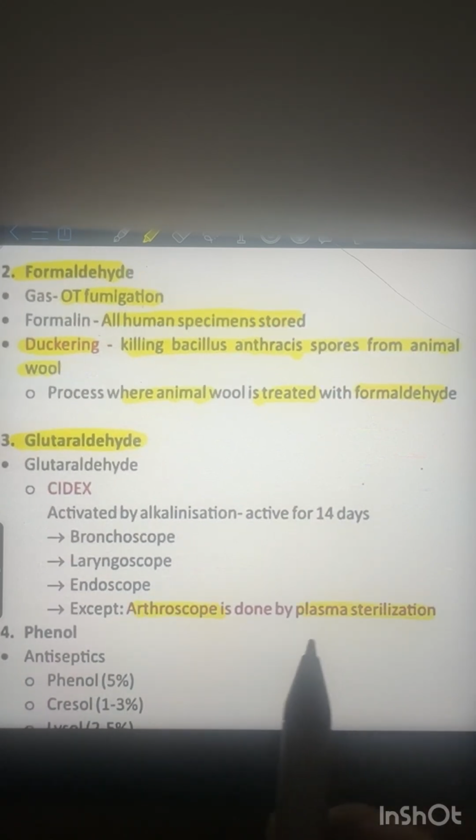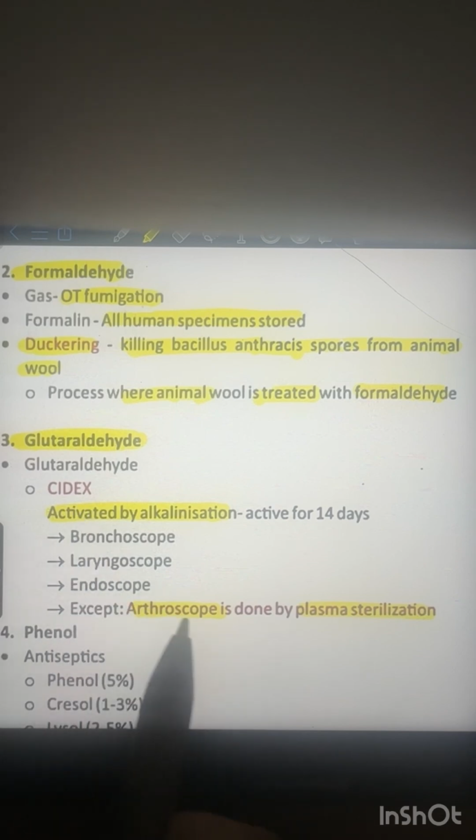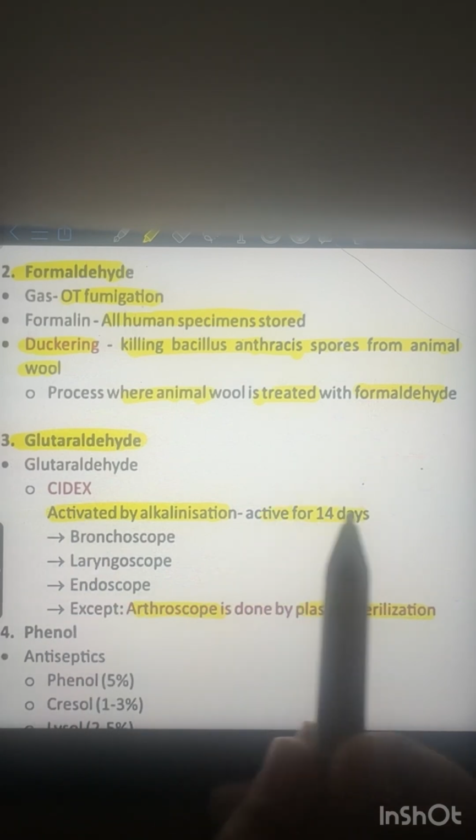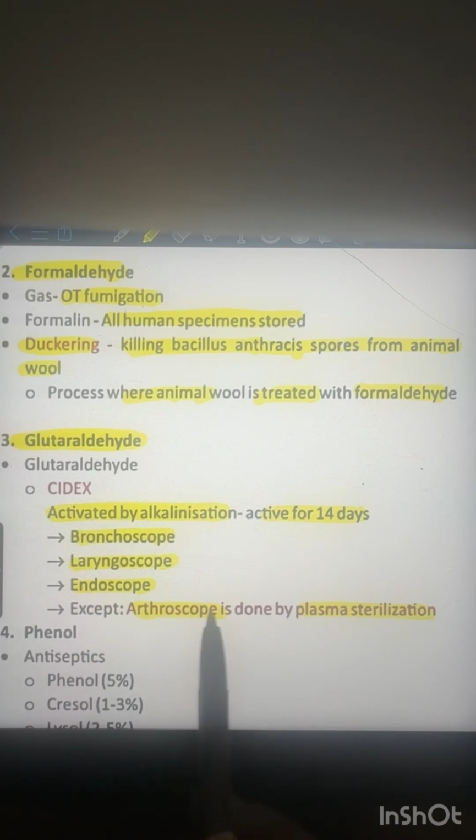But now they say that Cidex can have a problem. Before you start using Cidex, you need to activate it by alkalinization. That is one disadvantage that it has. And once you've activated the complex, you have to make sure that you use it within 14 days. So that is a shelf life, and that is an extra step that you have for Cidex. But yeah, that is one thing which they really ask you. So now I can twist the question. All the scopes, bronchoscope, laryngoscope, endoscope, any scope, we are going to do with glutaraldehyde or Cidex, right? But don't get confused with arthroscopes, because that is plasma sterilization, and these are all being used in patients.